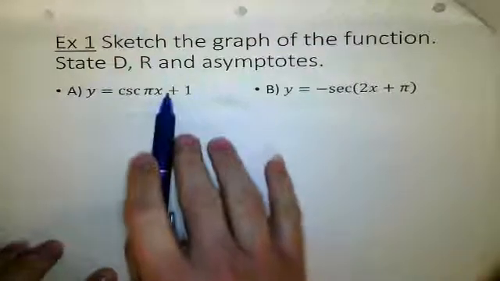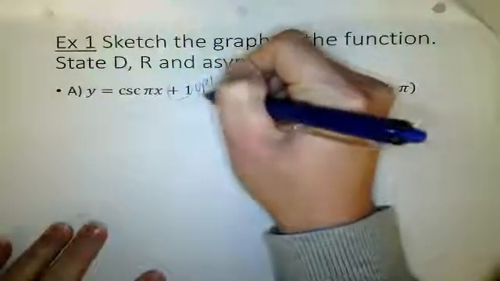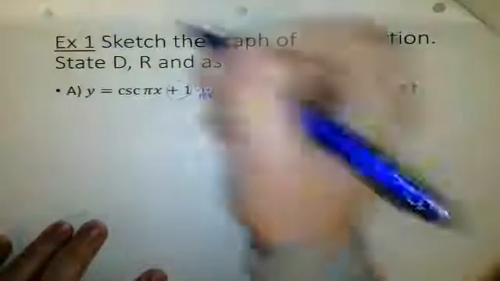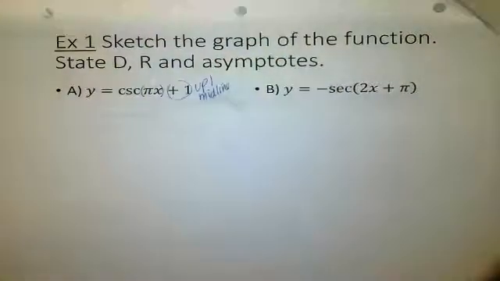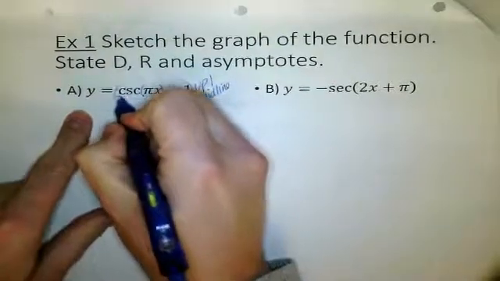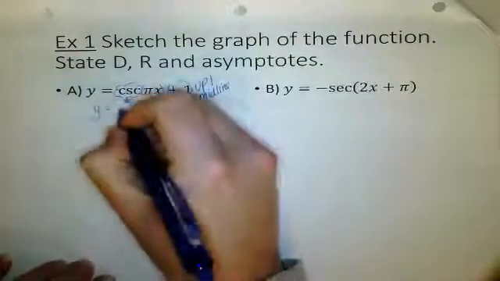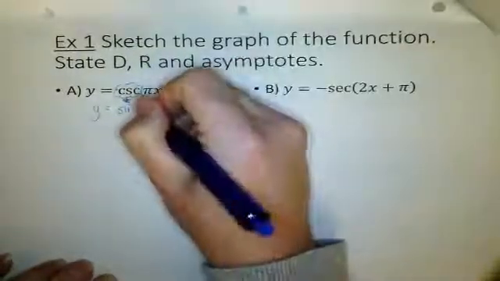What is this plus 1 doing? Yeah, shifting it up 1. Very good. So that's the midline. And so just making sure we remember those kinds of things. And this pi x is the stuff that's inside the function with x. So that's going to change our x-axis. It's going to change us horizontally. So in order to graph this function, we're going to change out cosecant for its reciprocal that we already know how to graph. So we're going to graph sine of pi x plus 1.